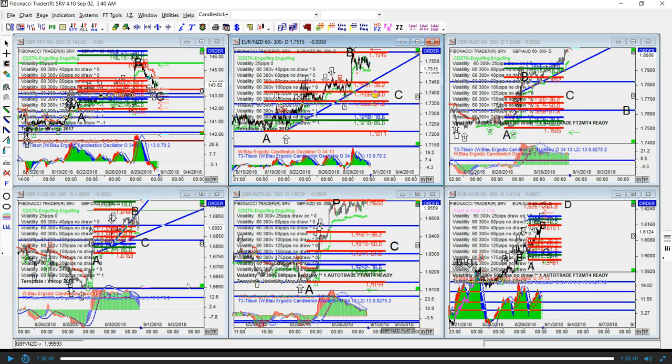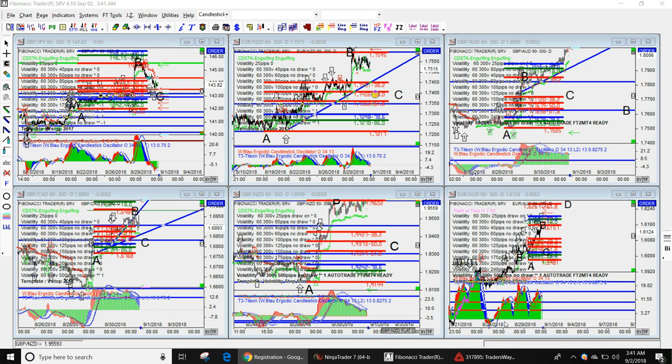Okay, next up is gonna be, I think we did Euro New Zealand, pound Aussie, Euro Australian, pound Canadian. All right, so we're gonna move over to, let's see, the Ninja Trader.